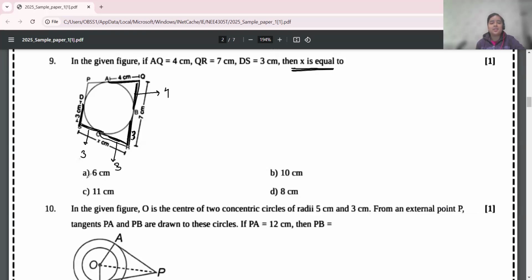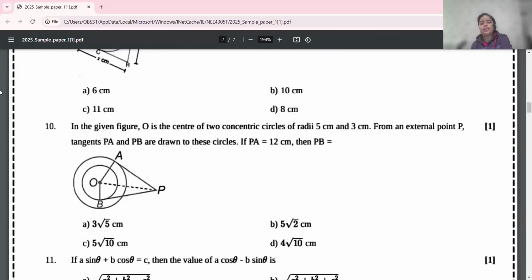X is 3 plus 3 centimeter, which is 6 centimeter. Option number A. Moving on to the next question, which is again on tangents.